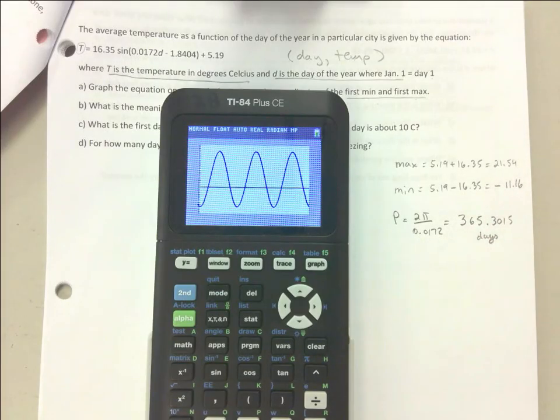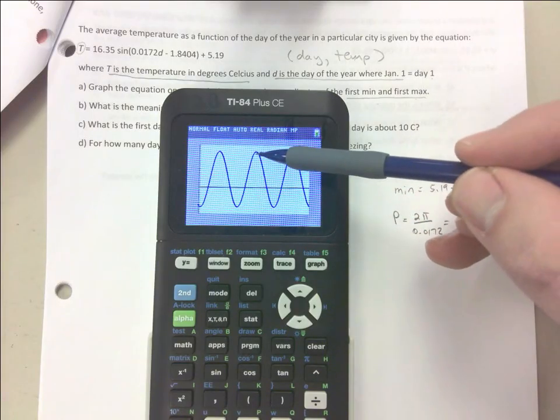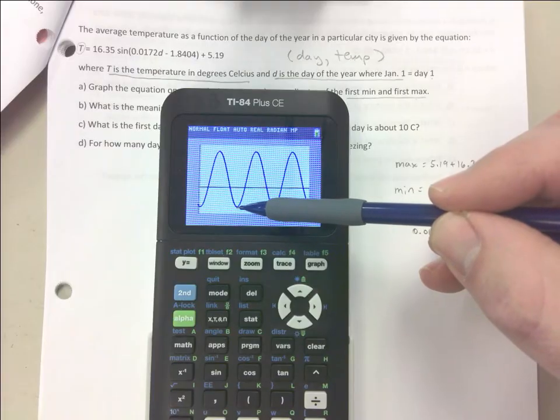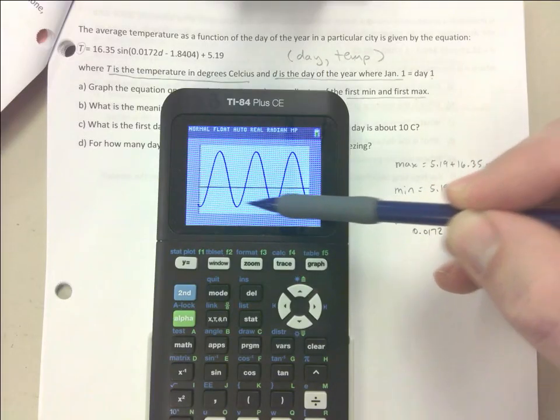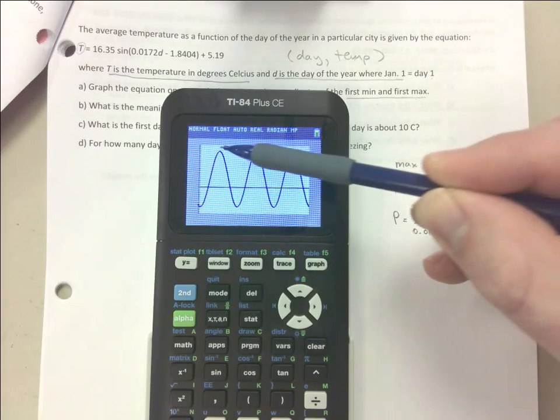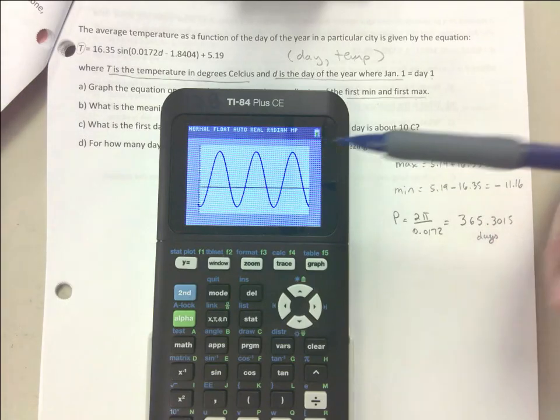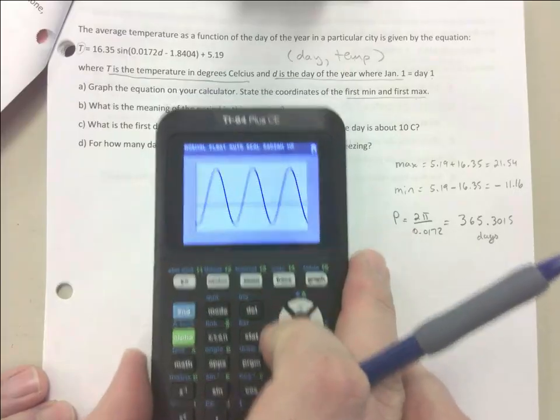So it takes 365 days to go from the highest to the highest, or 365 to go from the lowest to the lowest. So we see this is one cycle, this is another cycle. So 3 periods would be 2 cycles shown. Okay, so we did graph it.